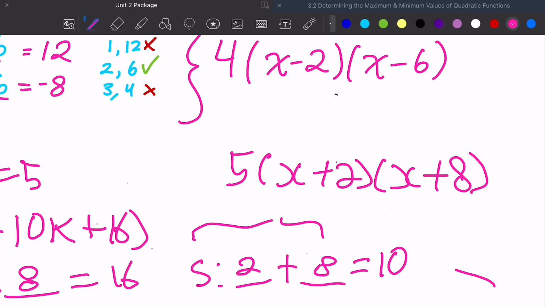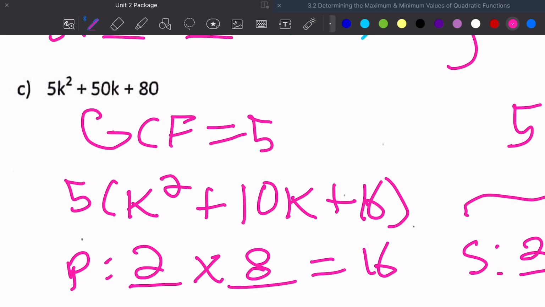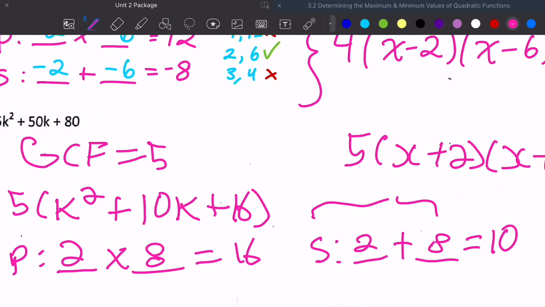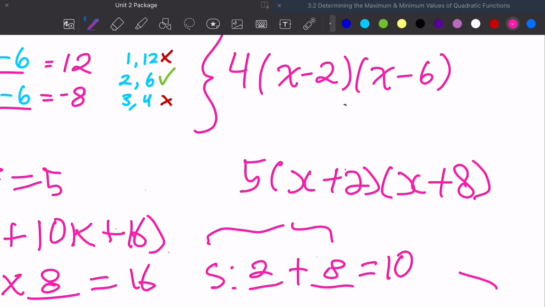So Ashley said they're all divisible by 5. I'm going to take out 5, and I'm left with k squared plus 10k plus 16. And then we did product and sum. Product 16, sum 10, and she found 2 and 8 work for both conditions. So final answer is just 5 times x plus 2, x plus 8.